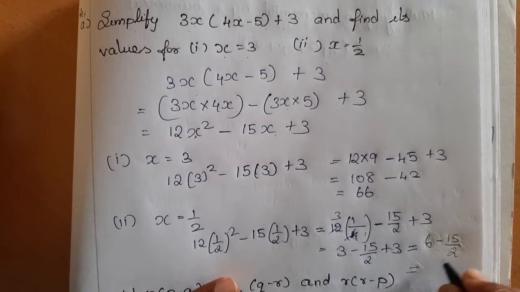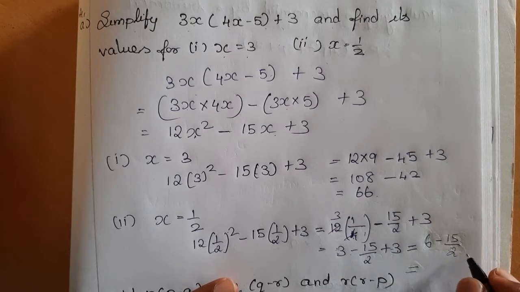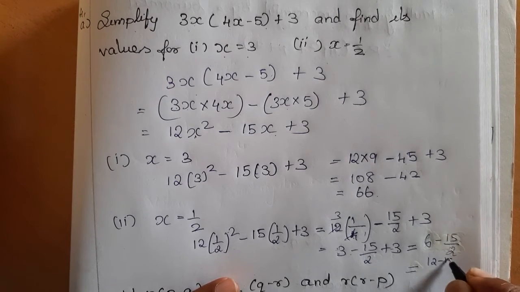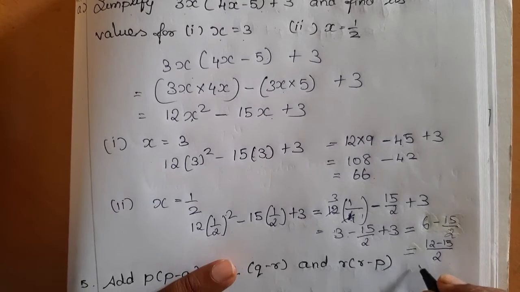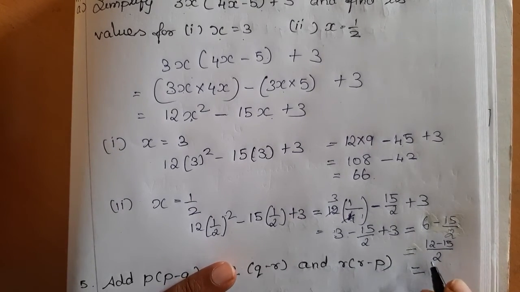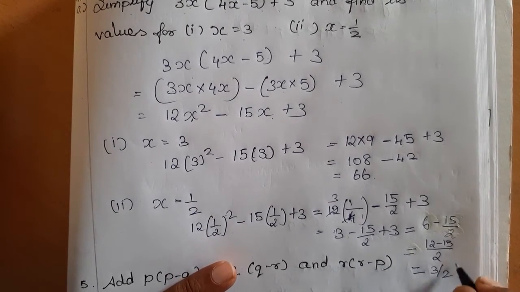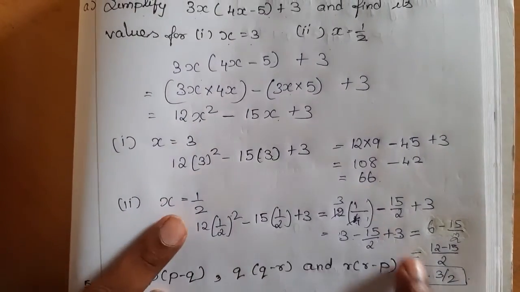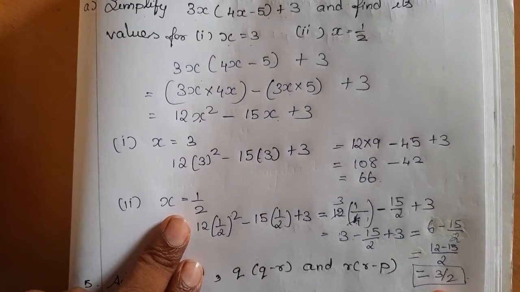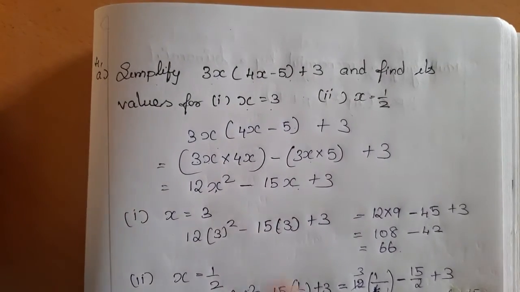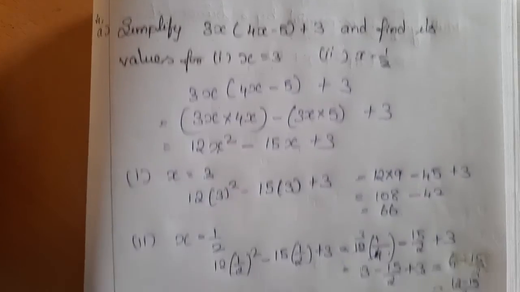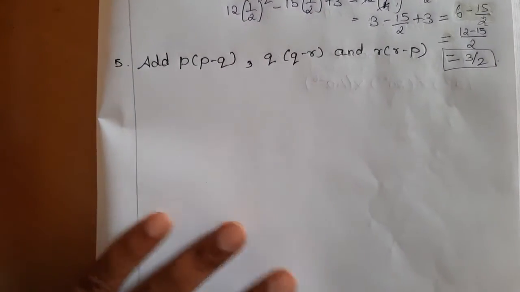And here we will be taking an LCM. 6 into 2, 6 2s are 12. 12 minus 15 by 2, and 12 minus 15 is minus 3. So the final answer is 3 by 2. So for x value 3 we will get 66, and for x 1 by 2 we will be getting 3 by 2. So first they say to simplify. After simplifying only we have to find that value. So here we go for the next problem.